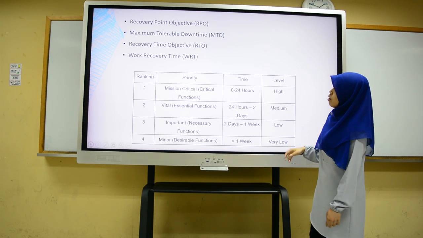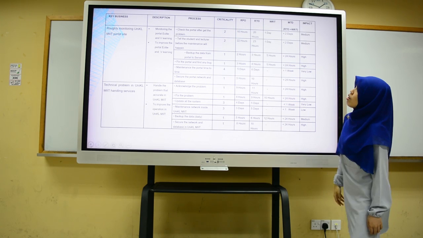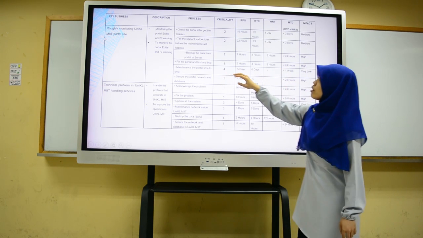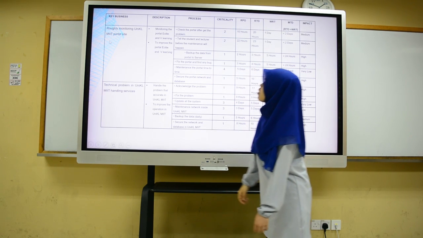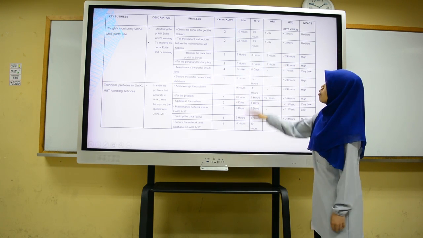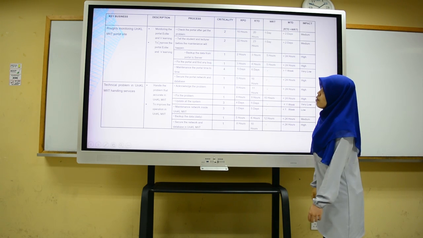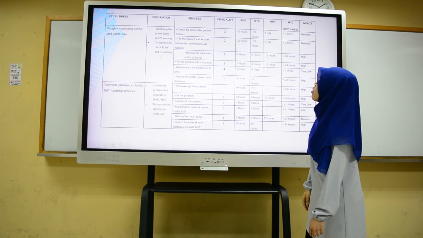So I will explain further in the table. In the BIA, we identify the key business, which is monitoring the UniKL MIIT portal site. The description of this key business: first is monitoring the portal ECT and VLE, and second is improving the portal ECT and VLE.